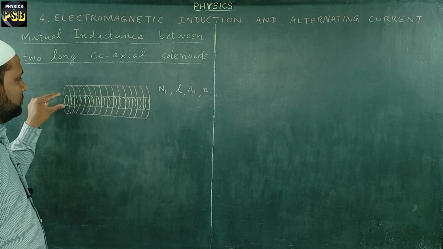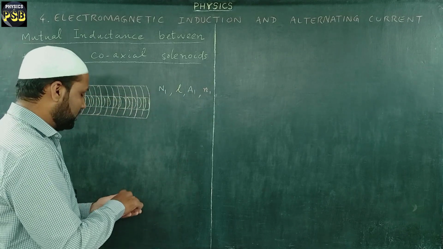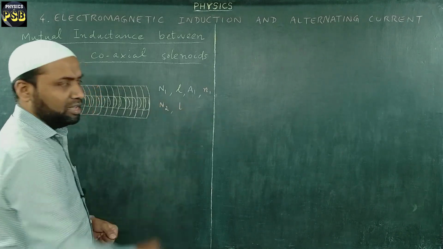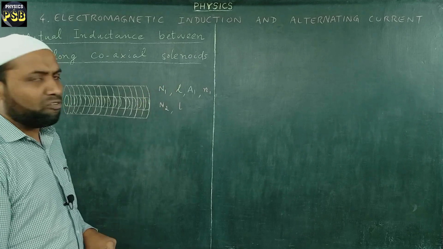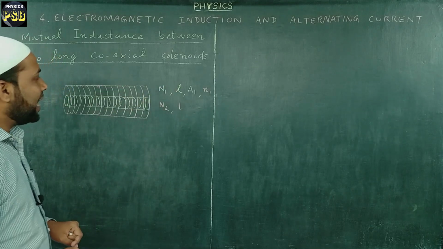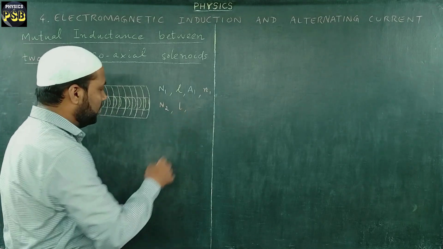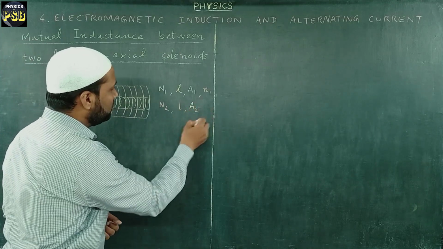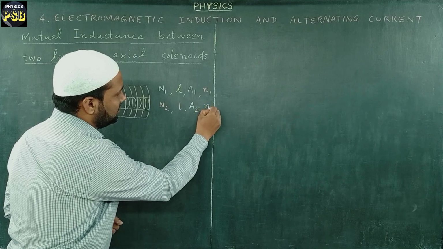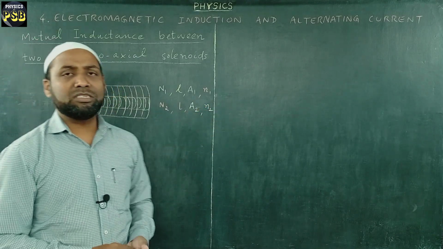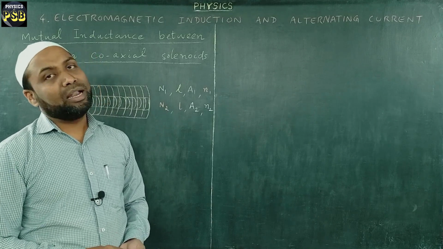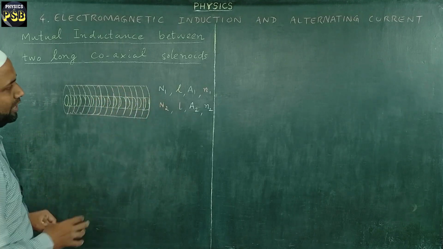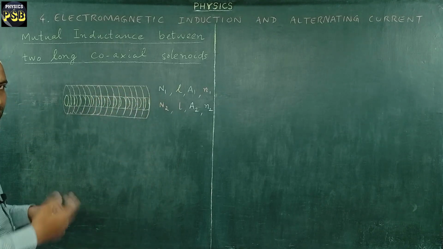Whereas the second solenoid has N2 number of turns, and its length is also n. From the parameters you may find that both the solenoids have the same length. The area of cross section of the second solenoid is A2, and the turn density is n2. The turn density represents the number of turns per unit length of the given solenoid. So both have the same length, but the area of cross section and number of turns are different.